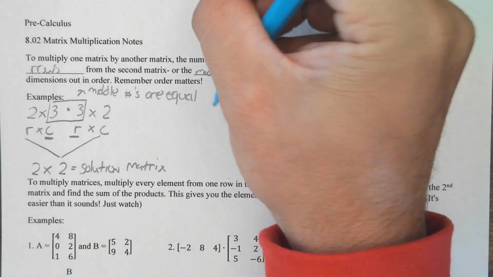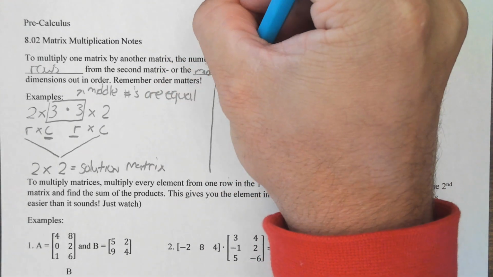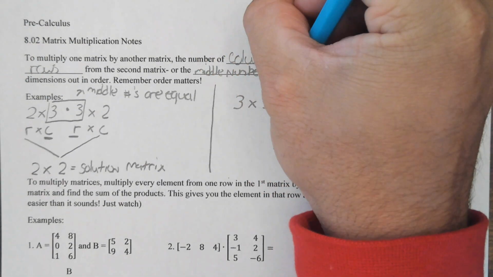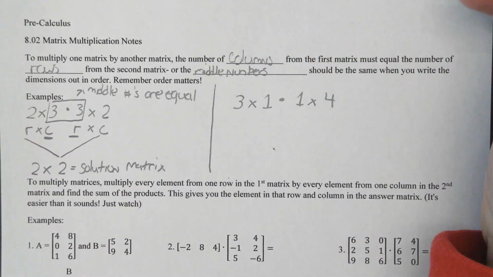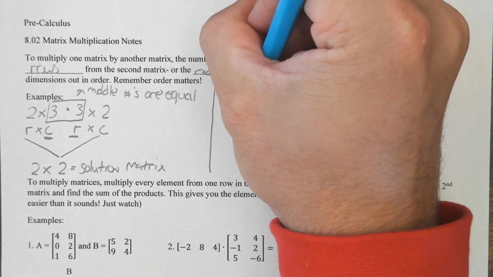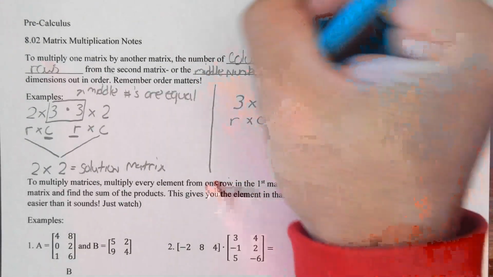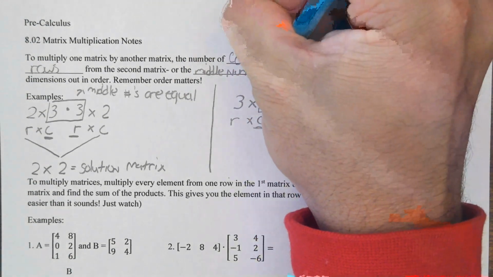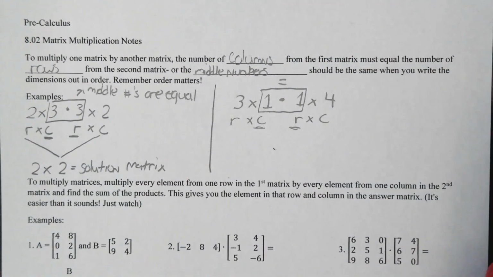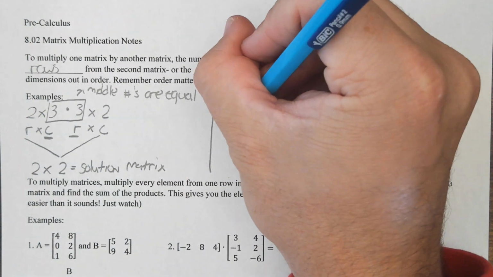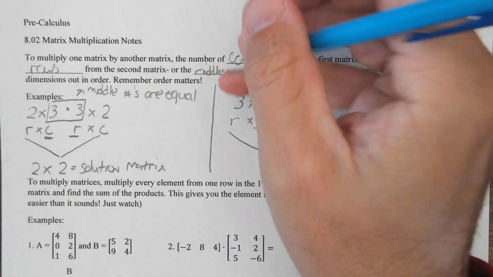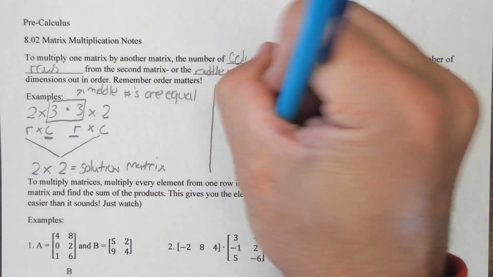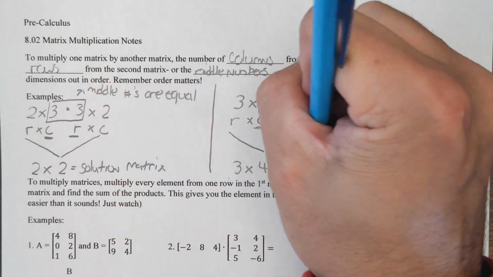Okay? So here's another example. If I had a 3 by 1 times a 1 by 4, again, rows times columns, rows times columns. What do we have here? Our columns and our rows match, so yes, we can perform it, our middle numbers are the same. So what is our solution matrix going to be? Well, you take the rows of the first times the columns of the second. So we're going to have a 3 by 4, a really big solution matrix.